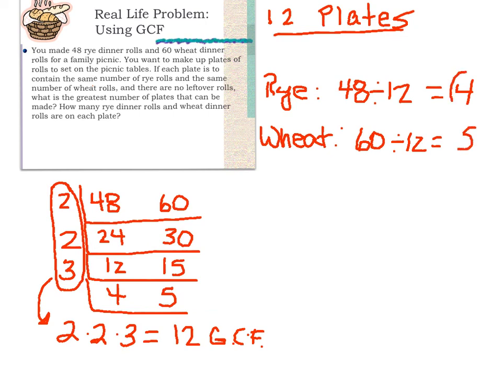So I know then that there's going to be 4 rye rolls on every plate and 5 wheat rolls on every plate. So all the plates will look identical. Okay, and I'll use up all of my 48 and 60. There won't be any left over. So a final thing we could say is well then how many rolls are on each plate? Well, if there's 4 rye rolls and 5 wheat rolls, then I know that there's a total of 9 rolls on every plate. So that's taking your knowledge of finding the GCF of numbers and applying that to a real-world problem.